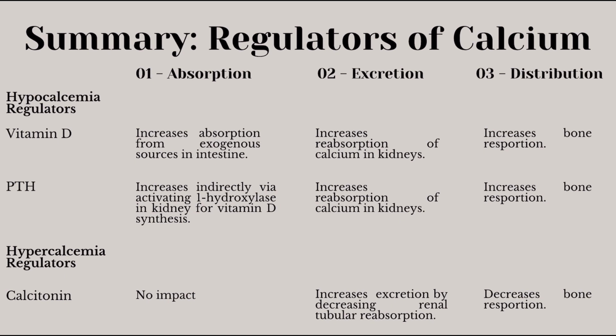For excretion, they want to decrease the excretion of calcium, and they want to increase the reabsorption, so they want more calcium to be maintained in the body. And with distribution, they will both increase resorption. As for calcitonin, it doesn't have any effect on absorption, and its impact on excretion and distribution is the opposite of PTH and vitamin D. So it wants to increase excretion as much as possible and decrease reabsorption, so that we have more calcium leaving the body and we're decreasing the amount of calcium. And then finally, with distribution, it will decrease resorption, so that we do not have any more calcium entering the blood from bones. So this is in a nutshell what every single one of them does and how it regulates calcium when it comes to absorption, excretion, and distribution.